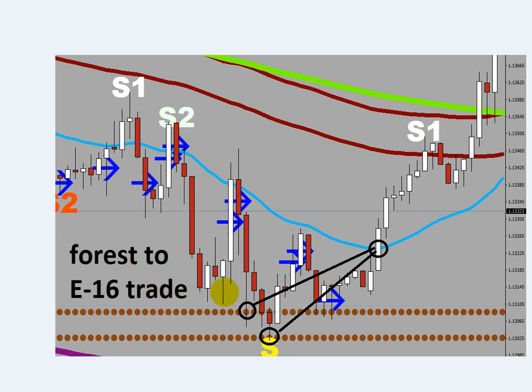Another forest to E16 trade from the near past. You see the first hit, half hedge cover, second hit, another half hedge cover, and alternatively going long into the E16, but of course this one traveled a whole lot further.